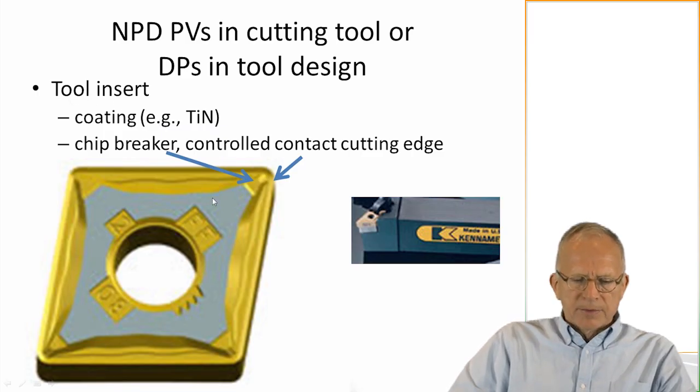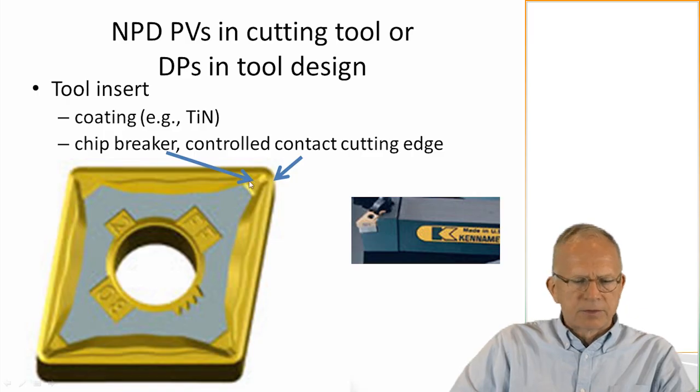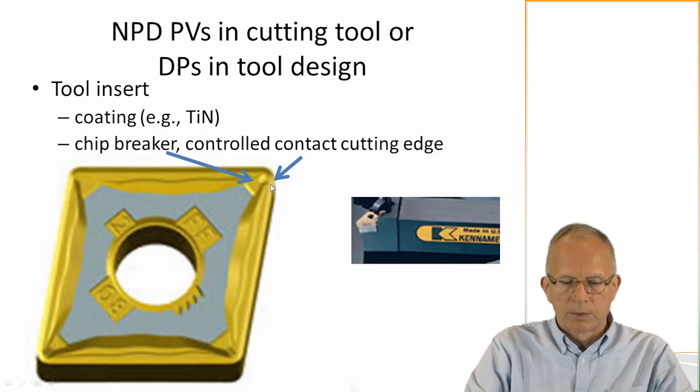So here's an example of a tool insert, and it's got a coating. It's titanium nitride. Mostly you see these gold coatings and they're titanium nitride. This reduces the friction and improves the wear resistance. So this has got a little raised portion around the side. This is a controlled contact edge. And then this thing that sticks up is a chip breaker or a chip control feature that's trying to keep the chip under control and keep it from wrapping around the workpiece.